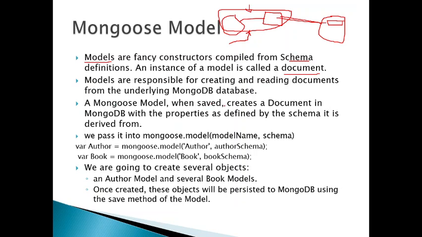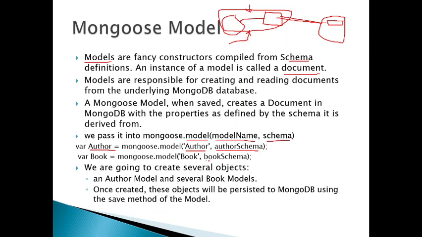A Mongoose model, when saved, creates a document in MongoDB with the properties defined by the schema it is derived from. We pass it into mongoose.model. So it has a function mongoose.model. In that mongoose.model, we have the model name and the schema with which we will create the model. And there can be a third parameter for the collection. If we don't provide the third parameter, I will explain how it will be created. For example, in this example, we are creating a model with the name Author and the schema authorSchema, which we created in the last slide.